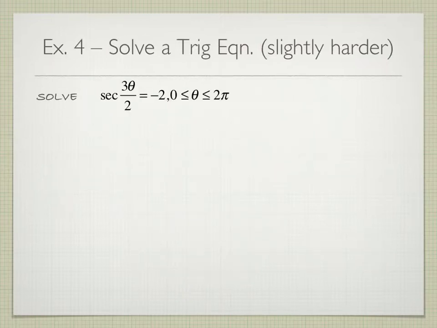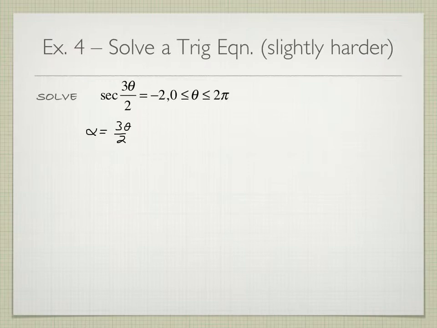Okay, example 4. This is a little bit harder, but it's pretty much the same thing. It's a little bit different because we have a secant, but the method is exactly the same. All right. We're going to set alpha equal to 3 theta over 2, and change our range here.